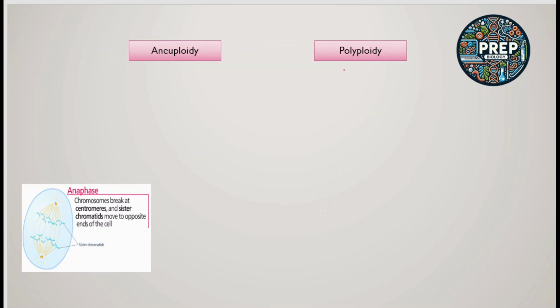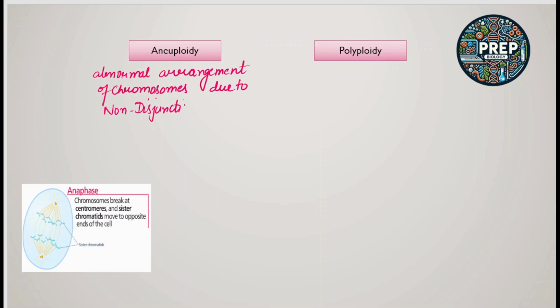These two terms are very important before starting the chromosomal disorders. So what do you mean by aneuploidy? Aneuploidy is defined as the abnormal arrangement of chromosomes due to the non-disjunction of chromatids.